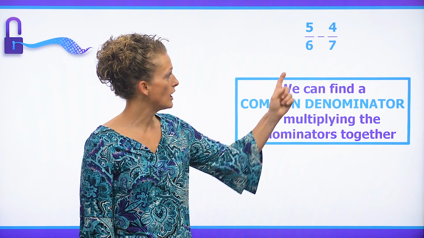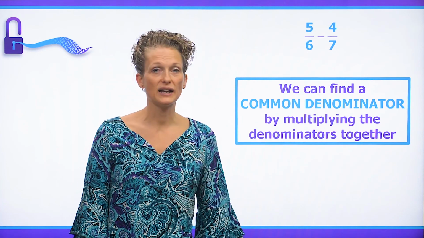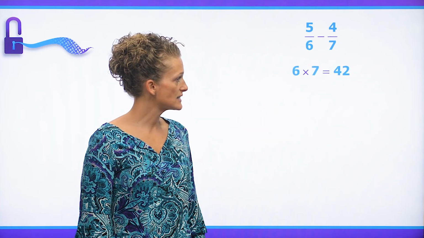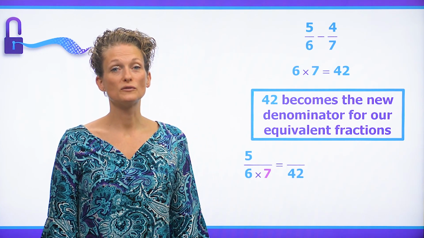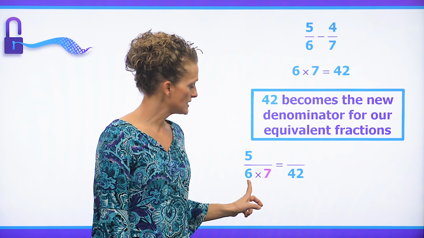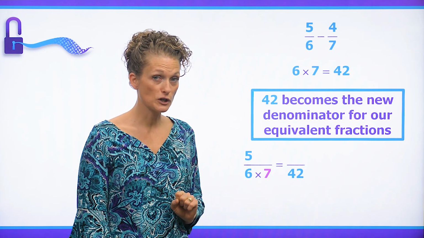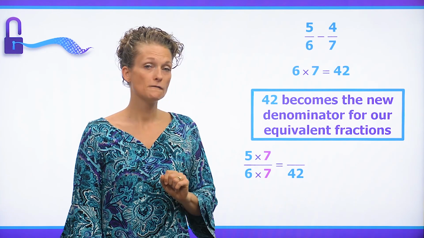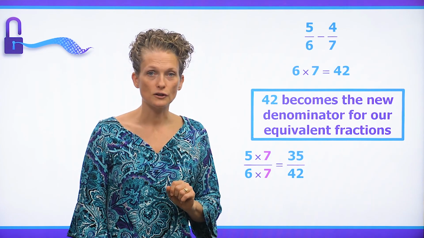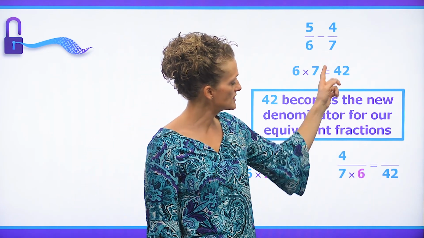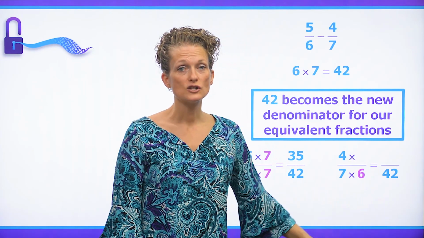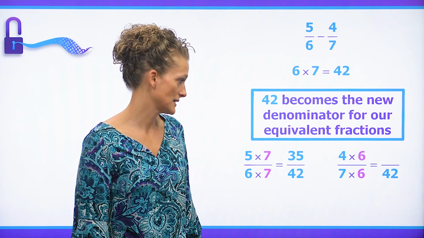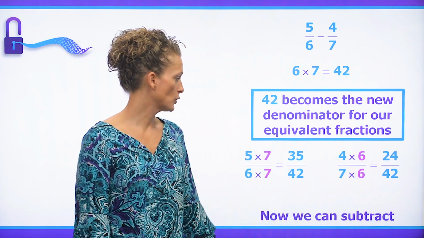So we can find a common denominator by simply multiplying the denominators together. And 6 times 7 is 42, and 42 becomes the new denominator for our equivalent fractions. All right, so we had to take 6 and multiply it by 7 in order to get 42. So we also have to multiply 5 times 7, which is going to give us 35. And then we're going to take 4/7, and we had to multiply 7 by 6 to get 42. So we also have to multiply 4 times 6, and we will get 24. So now we can go ahead and subtract our fractions.